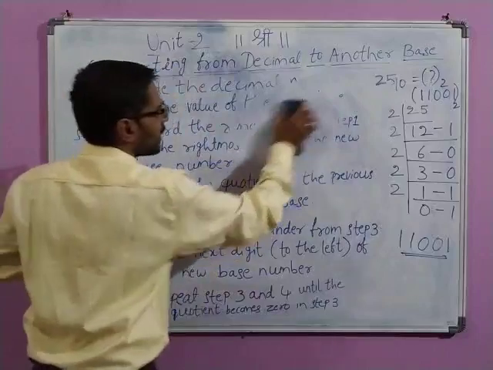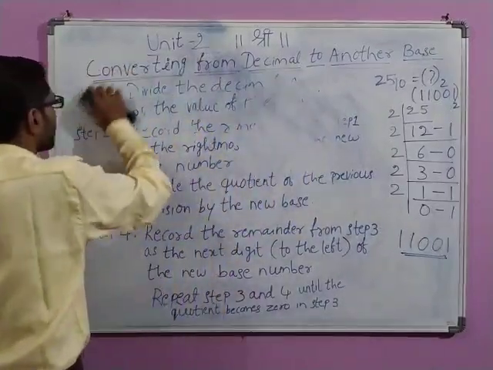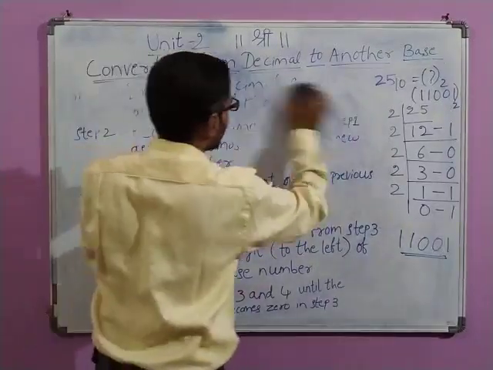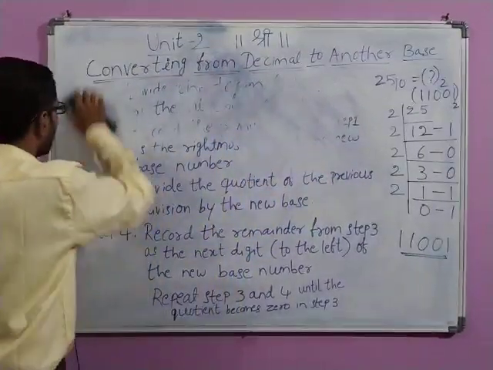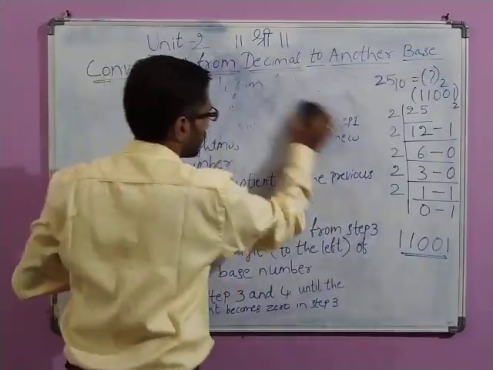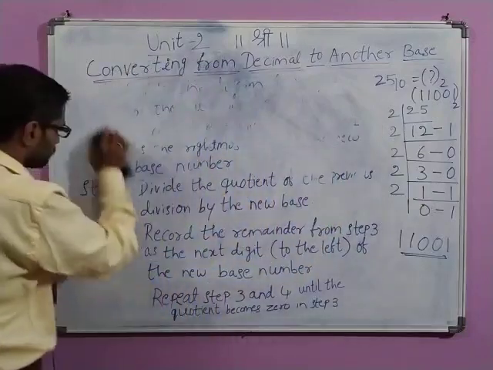Basically, these questions will be asked for 2 marks if the number is very small, or otherwise it can be asked for 3 or 4 marks depending on the problem.